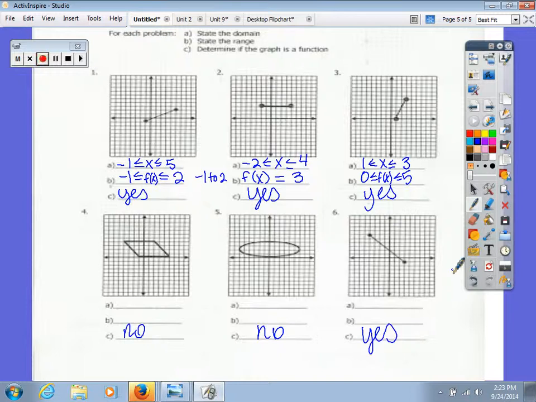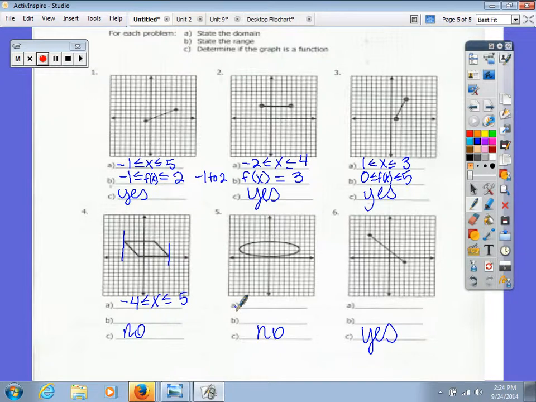Okay, so number 4, let's go ahead and do our domain again. So hold your pencil straight up and down. What's the first x-coordinate that you see? Somebody said -4, and they are correct, because this right here is where it starts. So -4, all the way to, and it stops right here. So 1, 2, 3, 4, 5. Okay? So once again, your domain is right there.